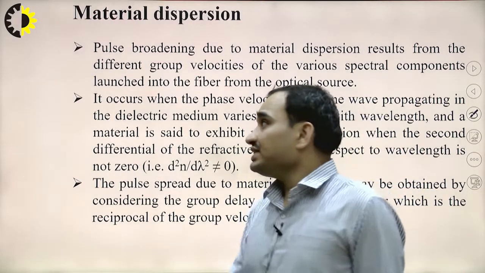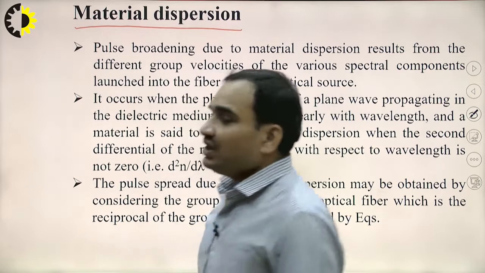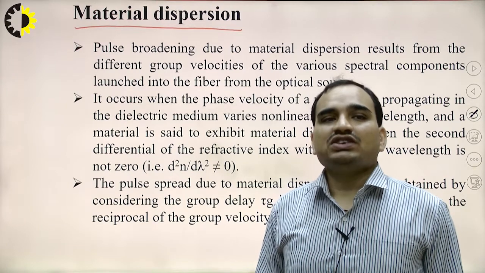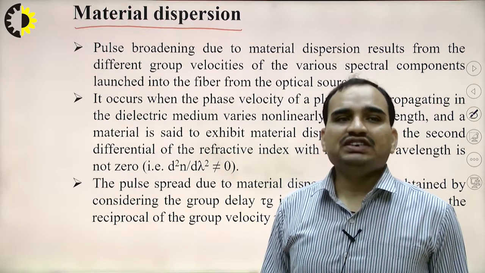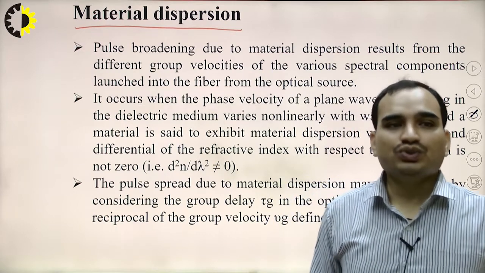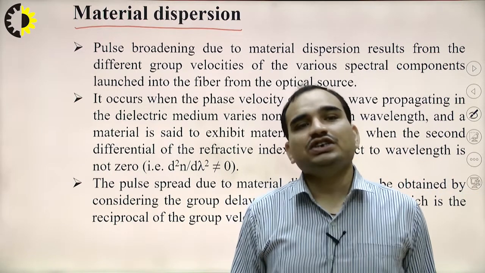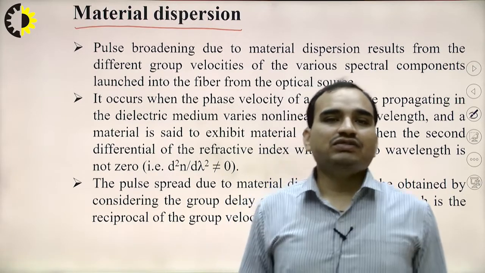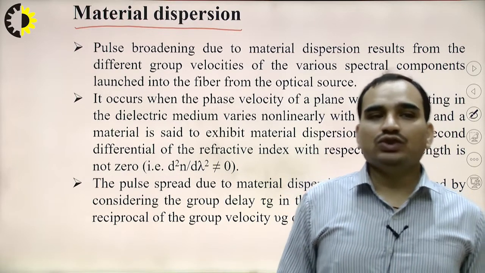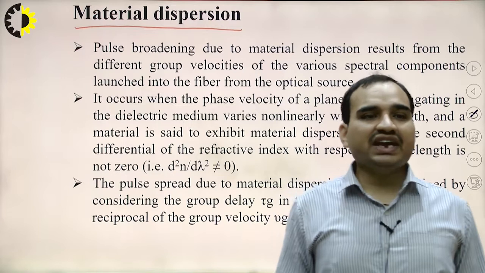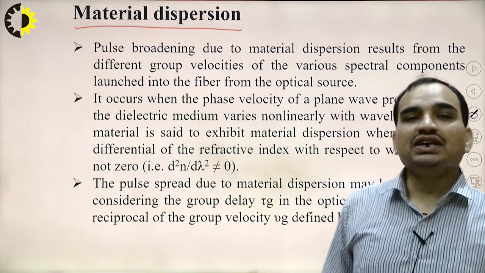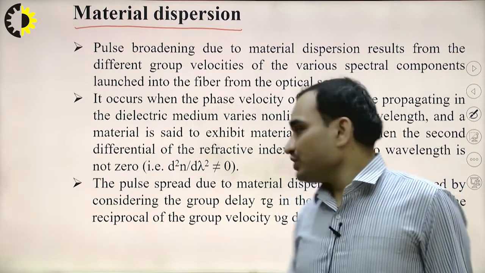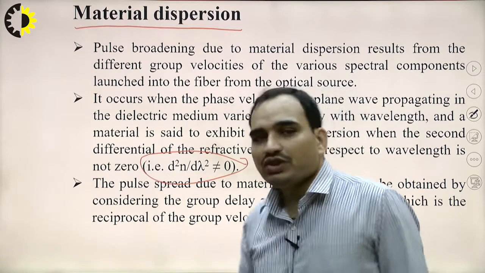Let's start with the material dispersion first. The pulse broadening due to the material dispersion results from the different group velocities of the various spectral components launched into the fiber from the optical source. It occurs when the phase velocity of a plane wave propagating in the dielectric medium varies non-linearly with wavelength, and a material is said to exhibit material dispersion when the second differential of the refractive index with respect to wavelength is not 0, that is d2n by d lambda square is not equal to 0.